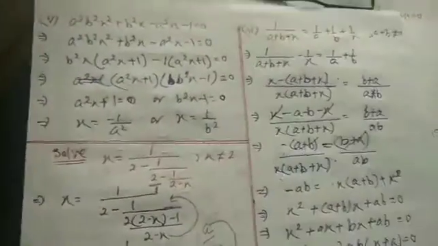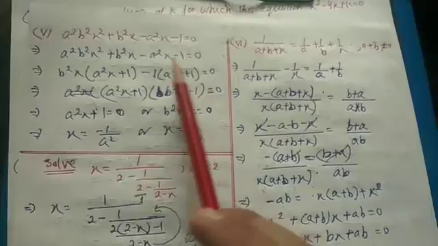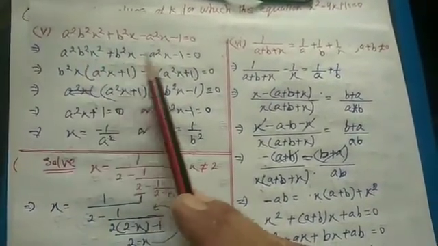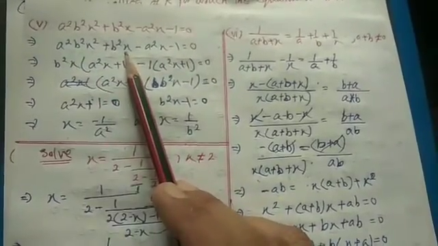Okay, so after this, the next question we have is this. Looking at this question, we have a square b square x square plus b square x minus a square x minus 1 is equal to 0. So what we can do here, we can simply take the common from the first and the second term and the third and the fourth term. So what is common here? We can see a square is not common.